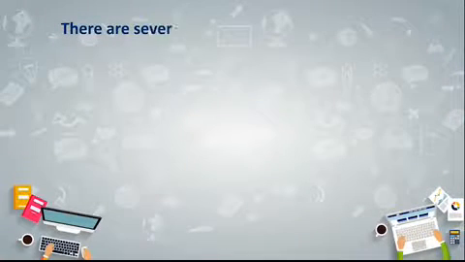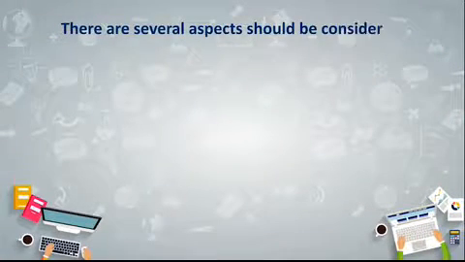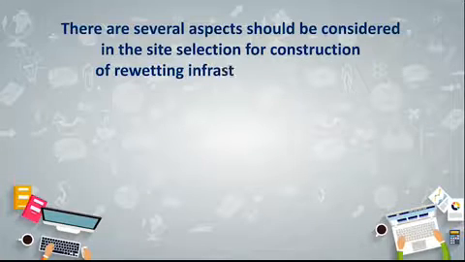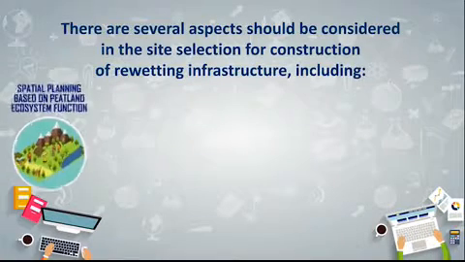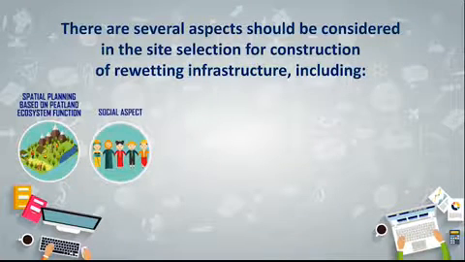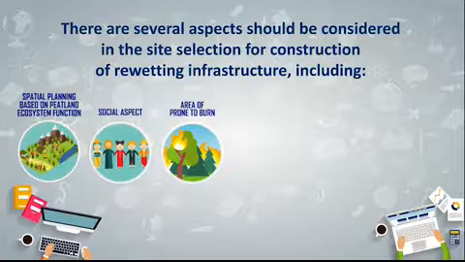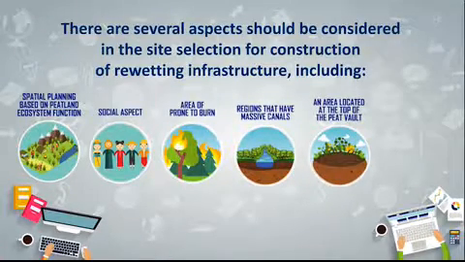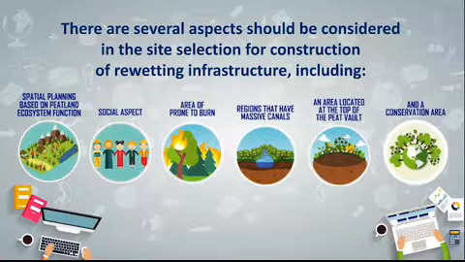There are several aspects that should be considered in the site selection for construction of rewetting infrastructure, including spatial planning based on peatland ecosystem function, social aspects, areas prone to burning, regions that have massive canals, an area located at the top of a peat dome, and the conservation area.